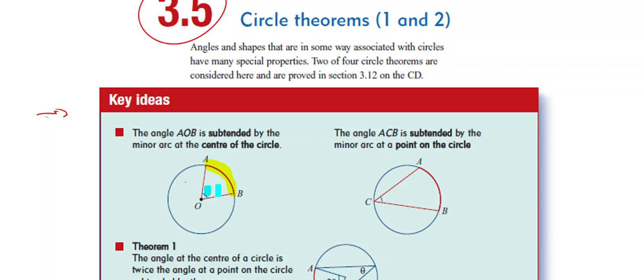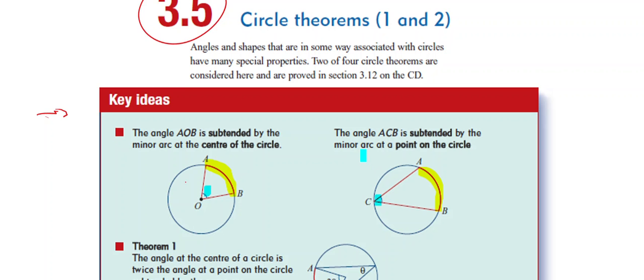Now this minor arc is at the center of the circle, meaning it's stopping at O. Okay, stopping at the center of the circle. Whereas we can see here the arc AB is subtended by the angle ACB. However, the angle is on the outside of the circle. Okay, so that's really important.